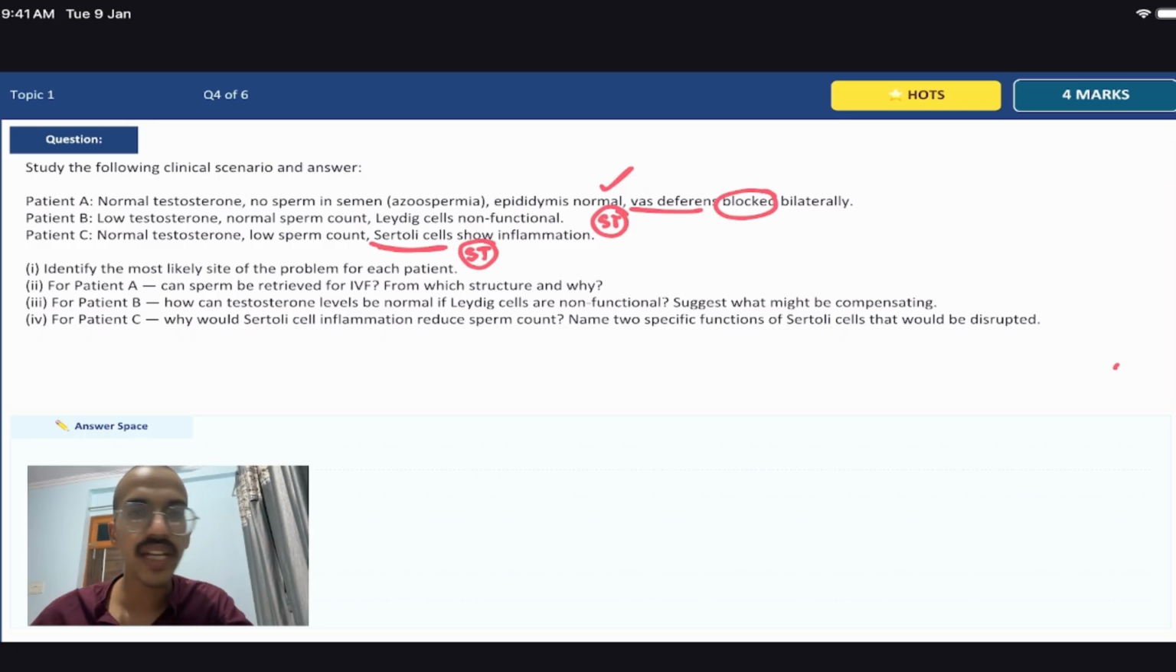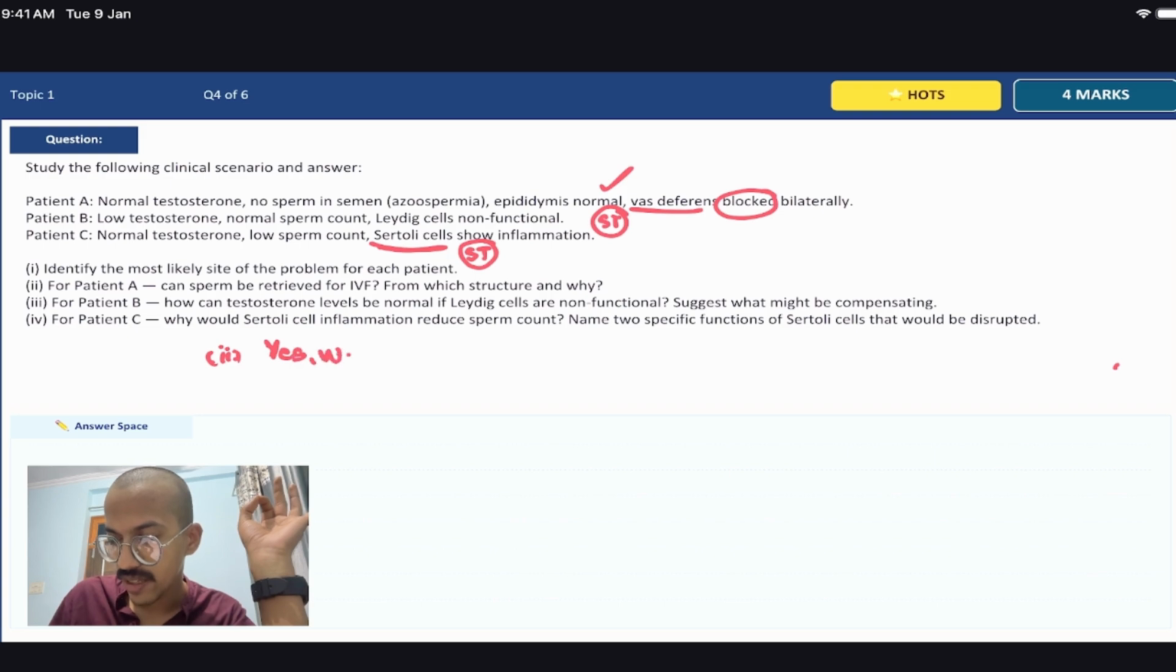Since in the first case sperms are being formed, if later on they wanted to have a baby, what we can do is that we can directly take out the sperm from the testes where it is being formed. Okay, so what is going to be in the second answer? What you're going to be saying is that yes, we can retrieve.